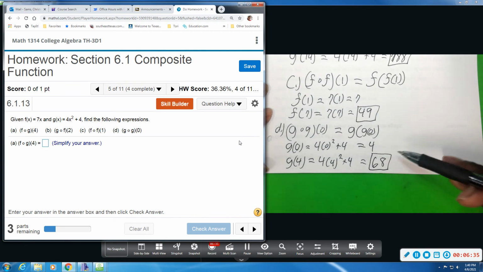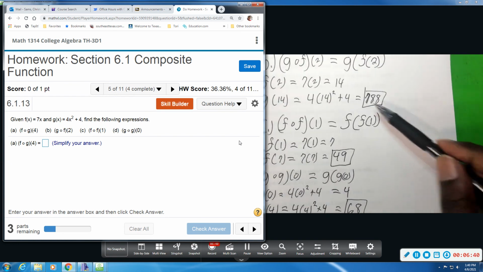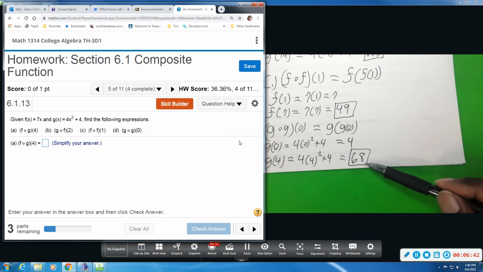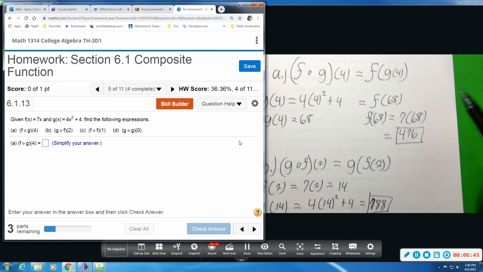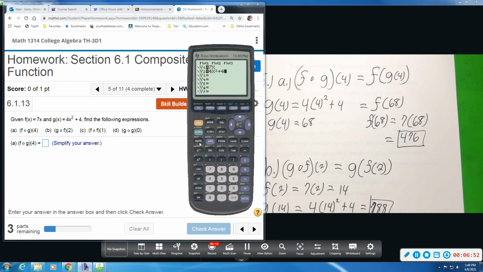Okay, so these are our answers: 476, 788, 49, and 68. And the method that I'm about to use is also shown in the textbook, but you can watch this video and see it again. So once you have your functions, notice that one is in Y1, this one is in Y2. We're going to go to the home screen by pushing second and quit. And then we want to go to functions, I do believe.